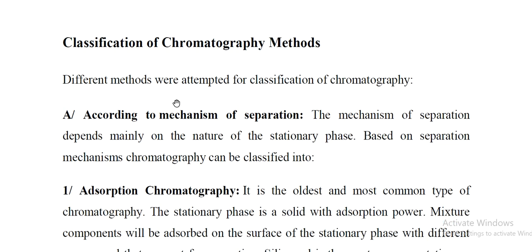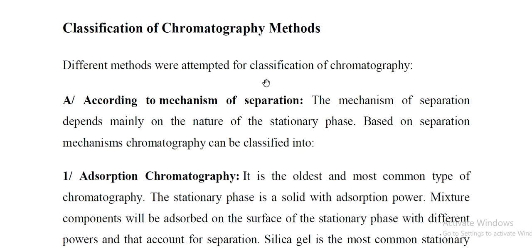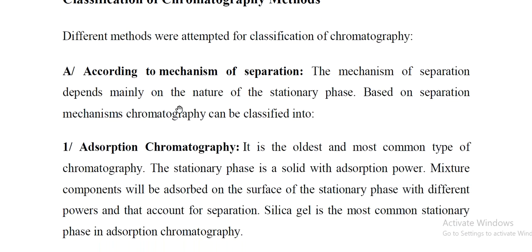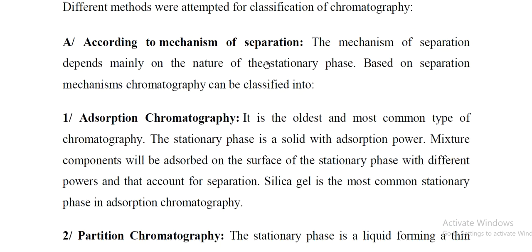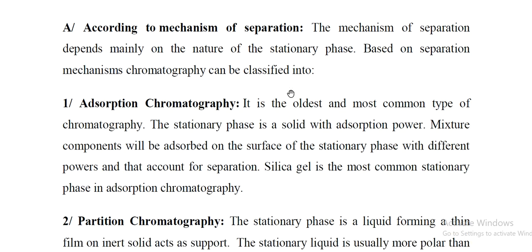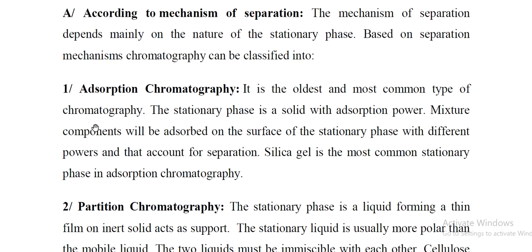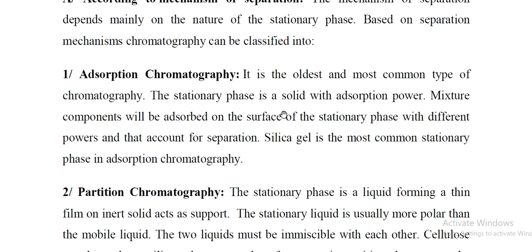Classification of chromatographic methods. Different methods or attempts for classification of chromatography. First, according to the mechanism of separation. The mechanism of separation depends mainly on the nature of the stationary phase. Based on separation mechanism, chromatography can be further classified into, first, absorption chromatography. It's the oldest and most common type of chromatography.